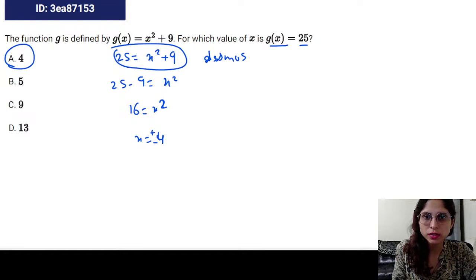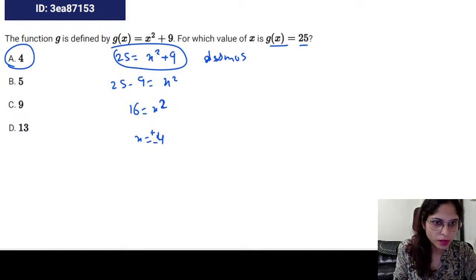Anyway, so this is question number 87. Okay. Next one is question number 88. That is also an easy question from quadratics.